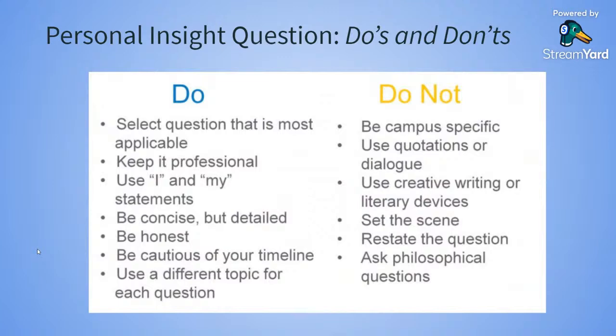Just some do's and don'ts. One thing that's really important, do not be campus specific in your application. It's the same application that goes to every single campus. So if you write in there that UCLA is my top choice school, then UC Riverside is going to read that. So you want to make sure that you're not including any specific campus names in your personal insight questions.